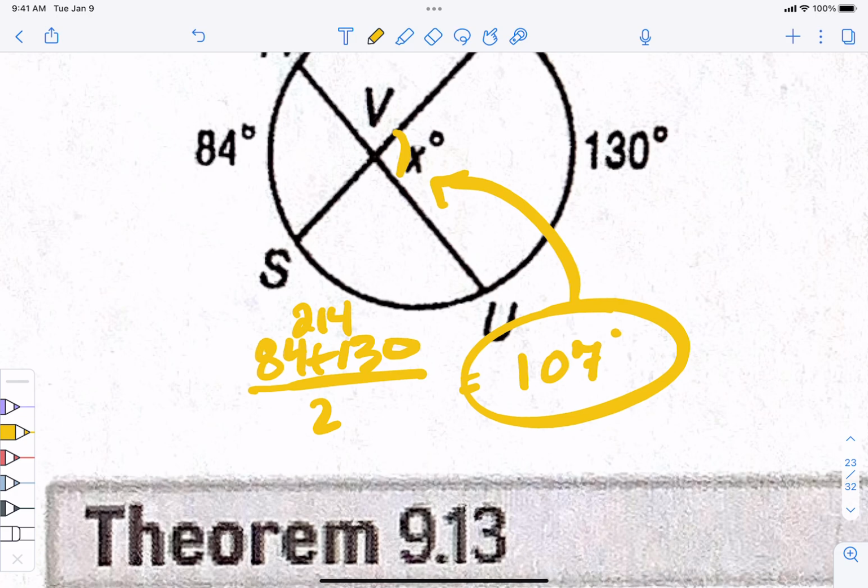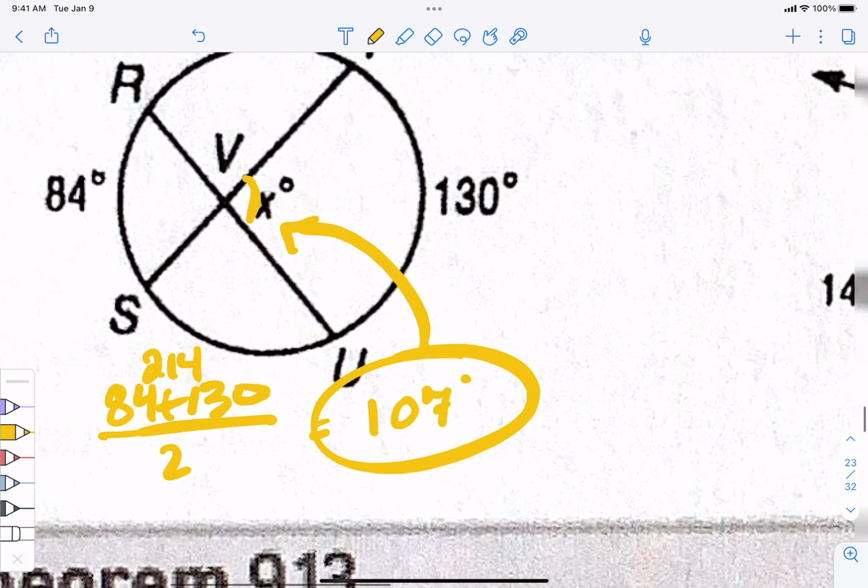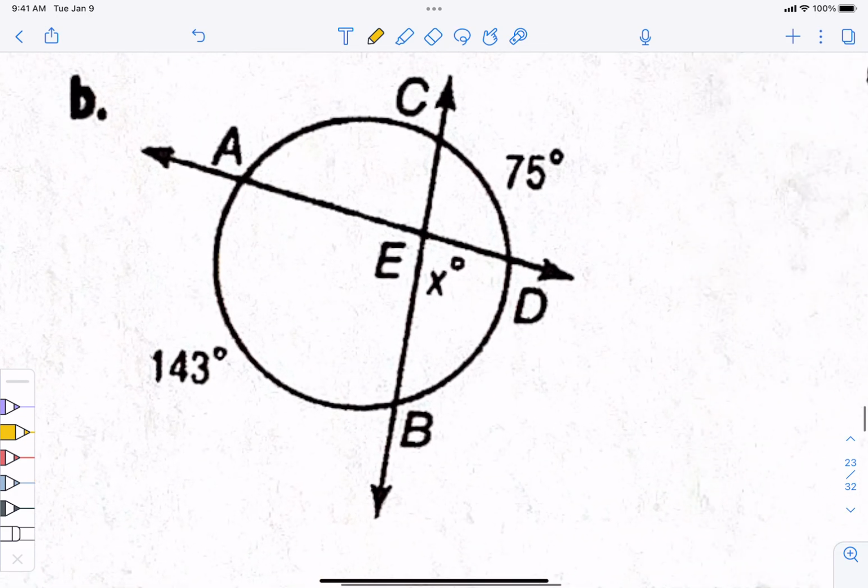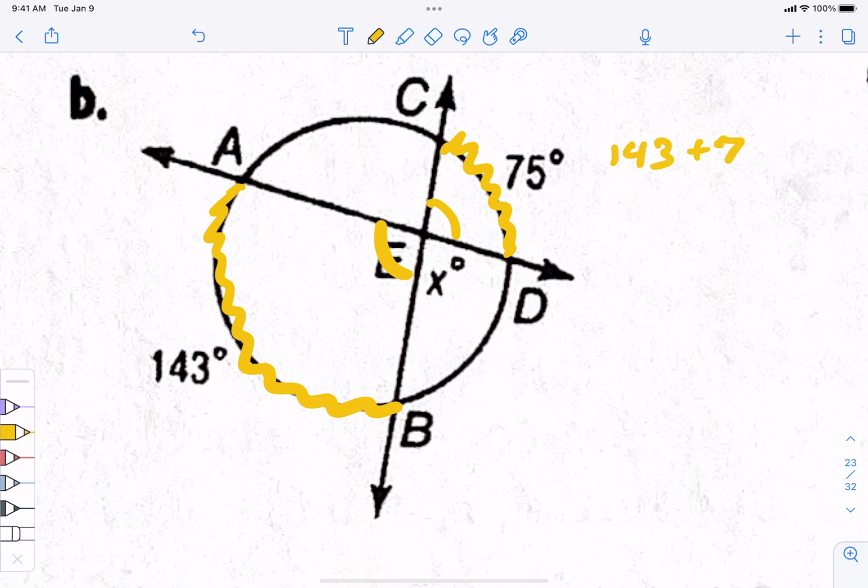Now they're going to get a little harder because look at B. B is saying this is 143 degrees. This is 75 degrees. We would add them, divide by 2 to get this angle or this angle, but they're not asking for that one. But you still have to do that to find the one they're asking for. We can certainly do that. We can add those together. So 143 plus 75 divided by 2. 143 and 75 is 218.